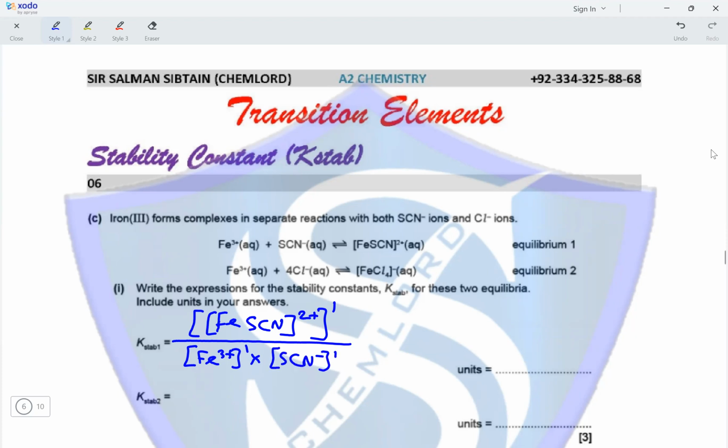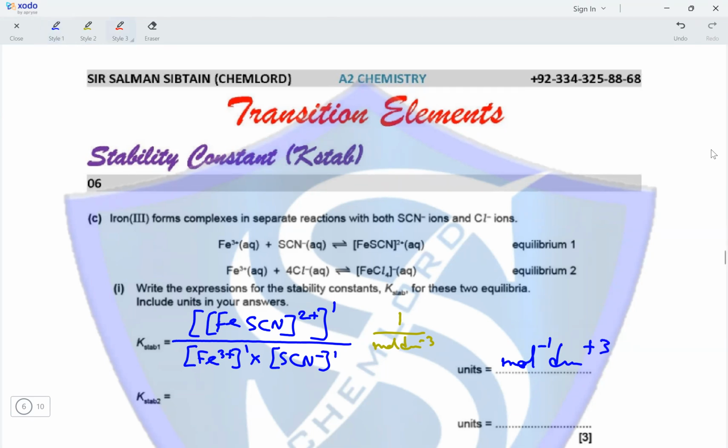of 1. So since we have a single concentration in the numerator and two concentrations in the denominator, we end up with the unit of 1 upon mol per dm cube, which would be mol raised to the power of minus 1 and dm raised to the power of plus 3 when brought into the numerator.